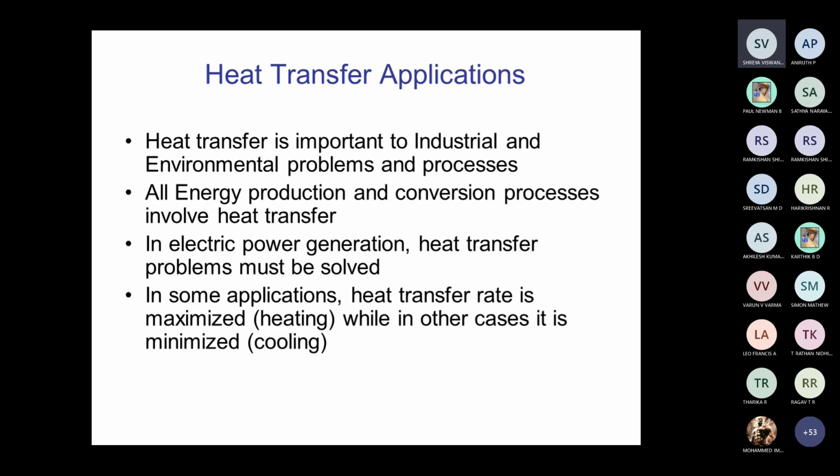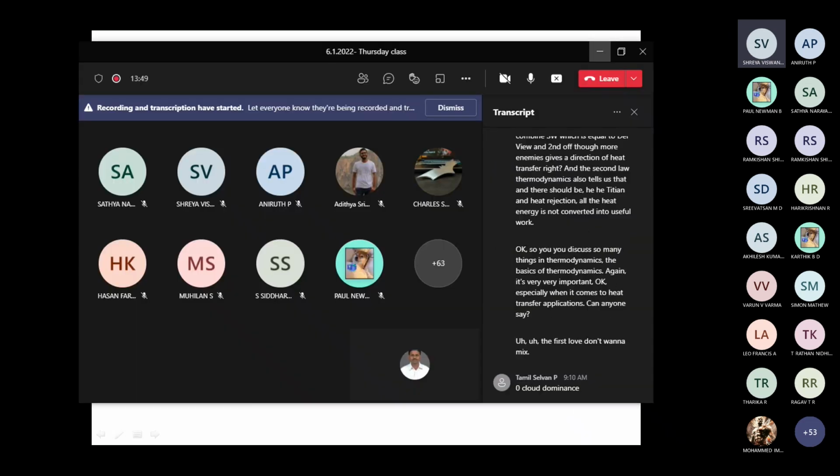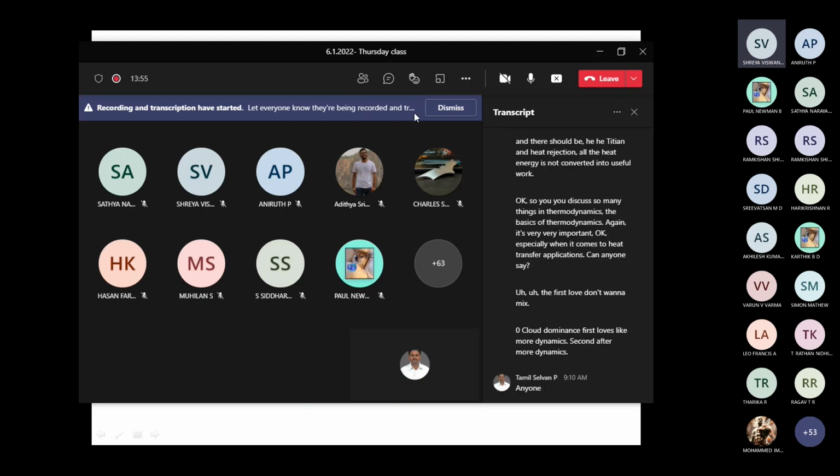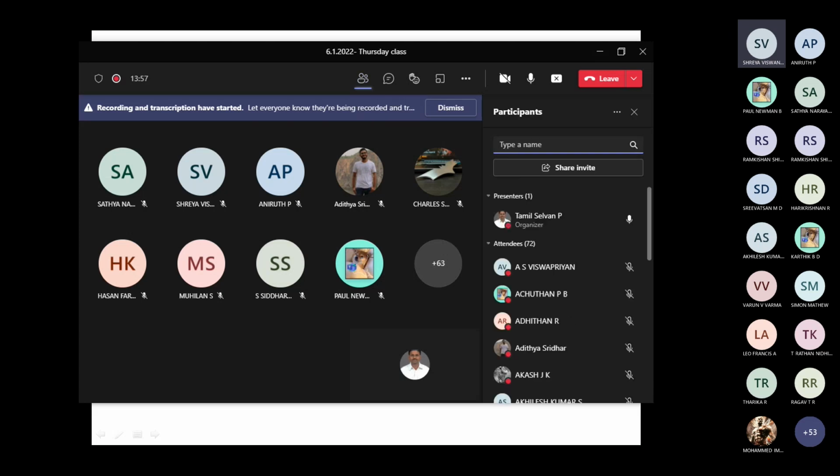Can anyone state the first law of thermodynamics? The zeroth law, first law, second law of thermodynamics. Anyone? Charles, are you there? Can you tell me what the zeroth law, first law, and second law of thermodynamics are?